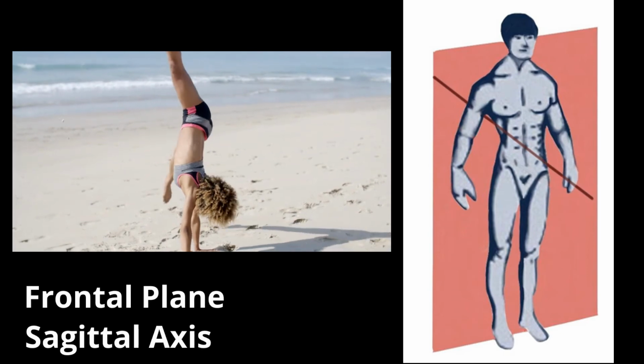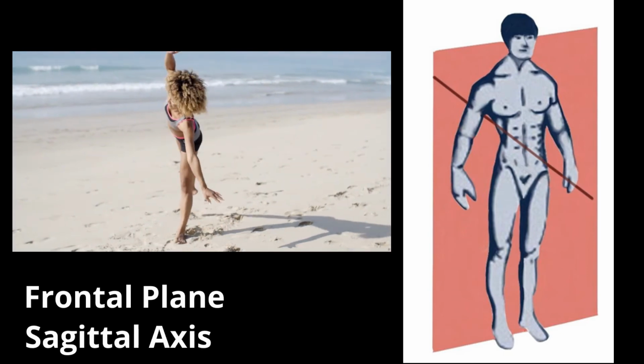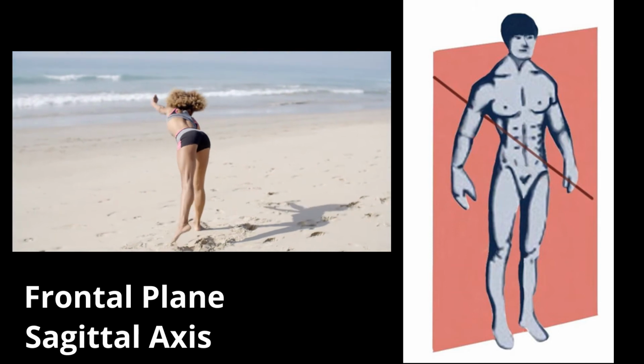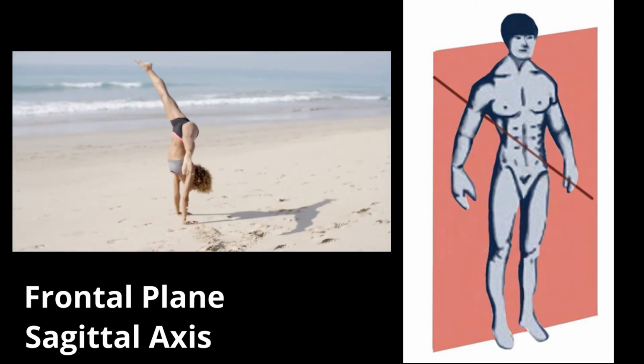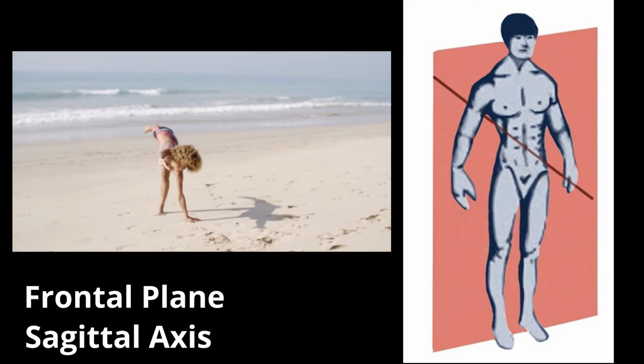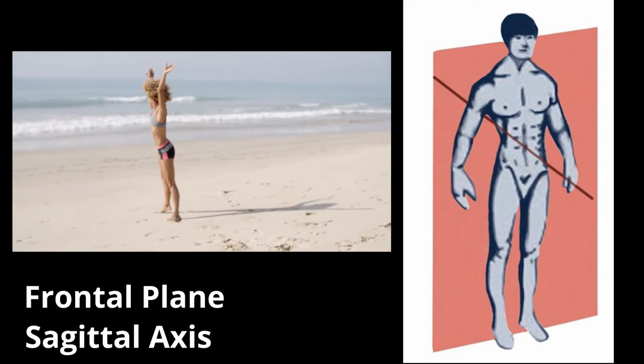The frontal plane works alongside the sagittal axis. The sagittal axis stabs through the center of the body, and if we were to rotate around this axis, then a cartwheel would occur.